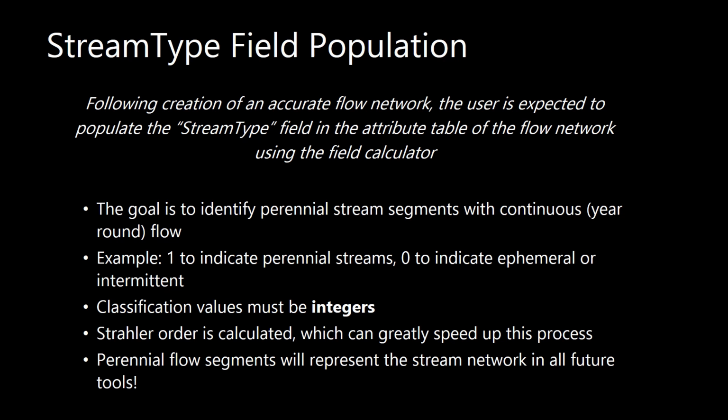We can use some of the information that we already have, like that Strahler stream order, to speed up the process in classifying some of our perennial streams. However, you still need to go in and do some manual inspection and then editing to make sure everything is accurately coded.